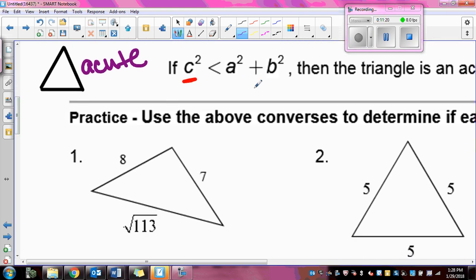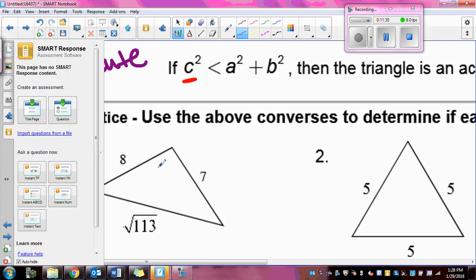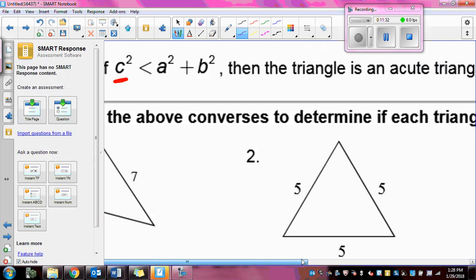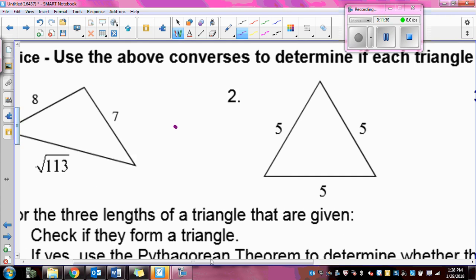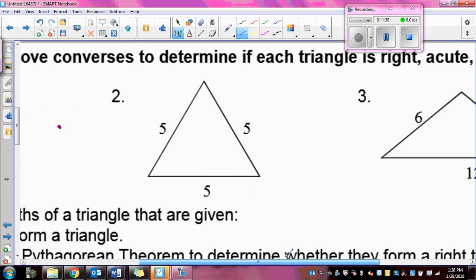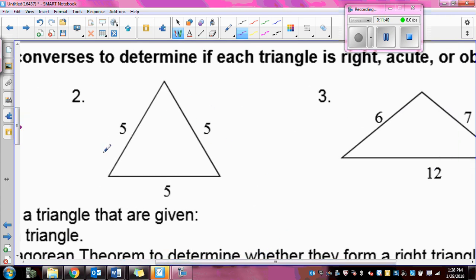Okay, so we're going to use that information to prove that these triangles are right, obtuse, or acute. I'm going to help you guys set it up. I know for sure that number 2 is an acute because if all my sides are equal, then all my angles will be equal, but I'm going to show you. So it doesn't matter in this case which one's going to be our A, B, and C since they're all equal. So I'm going to say 5 squared.